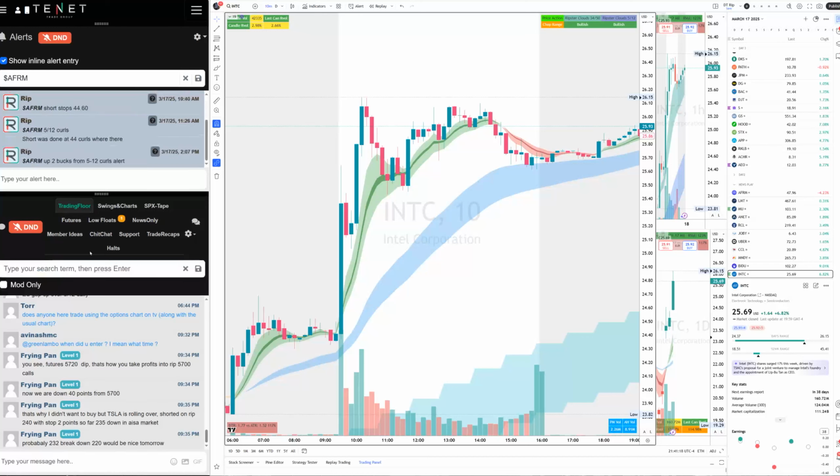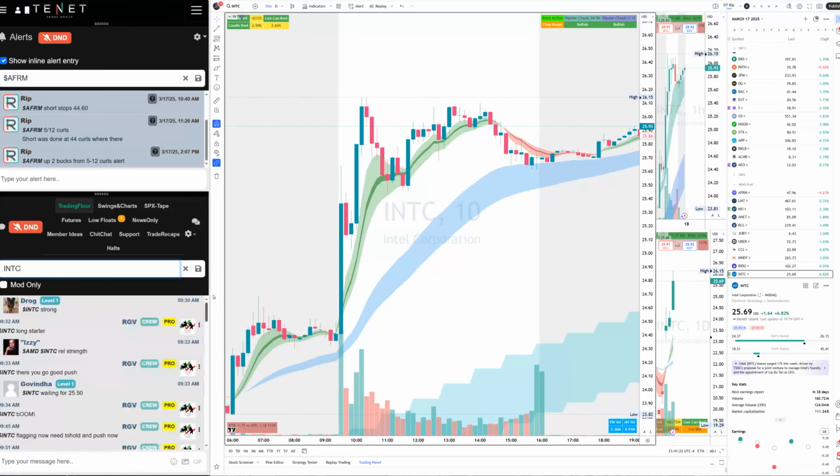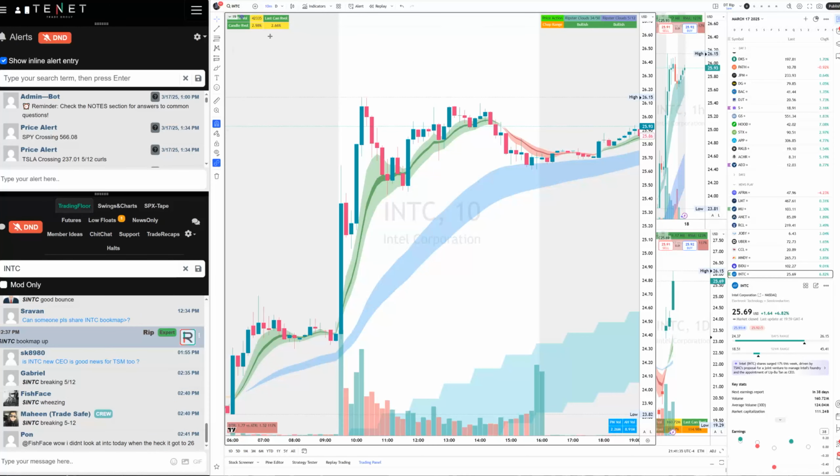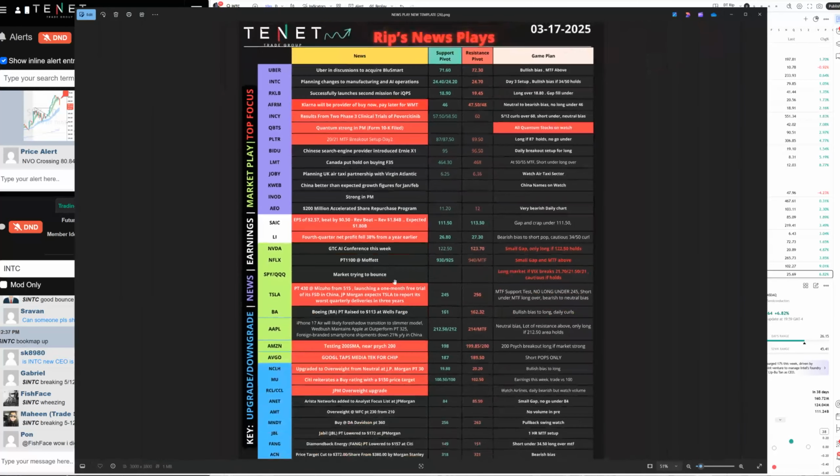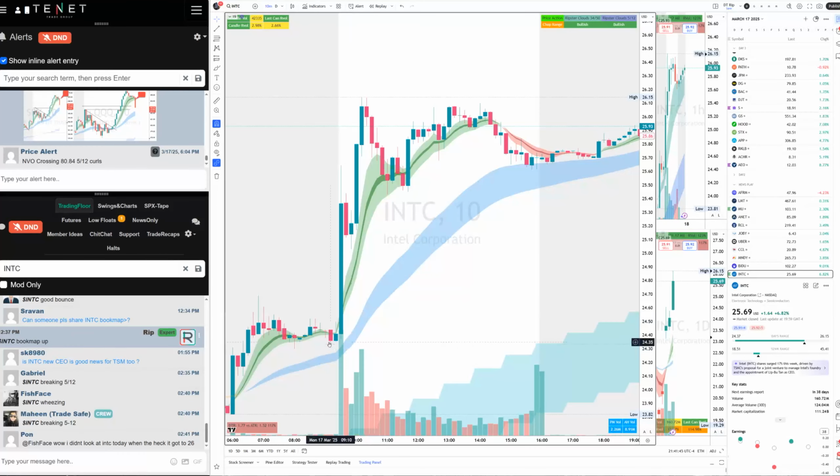I'll say INTC was pretty good. Whole community was on top of INTC today. Everybody was trading INTC. RGV gave a beautiful alert on INTC in the community. He gave the long right at the open, and we can see that INTC today was on our game plan, and you can see that day 3 setup, bullish bias if 3450 holds, and it broke out right away.